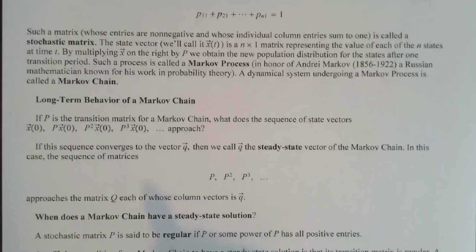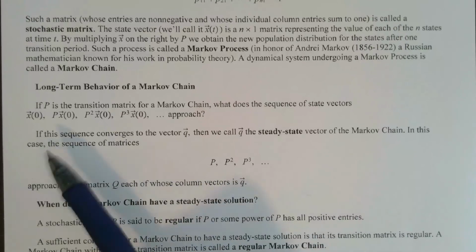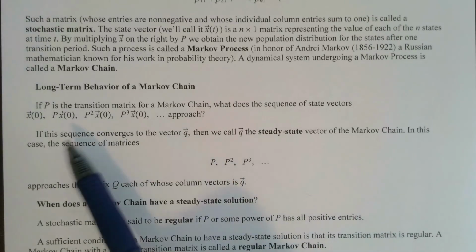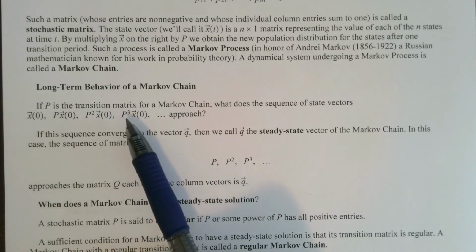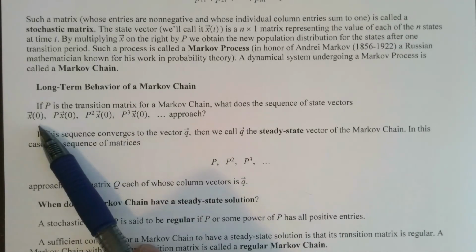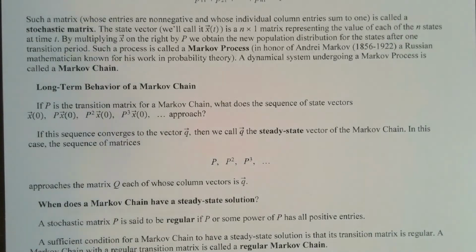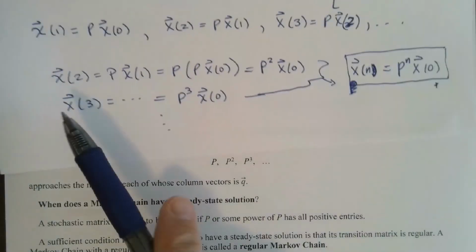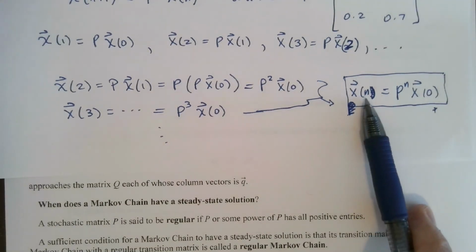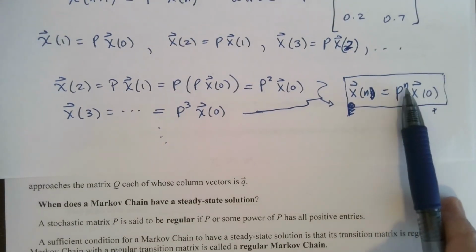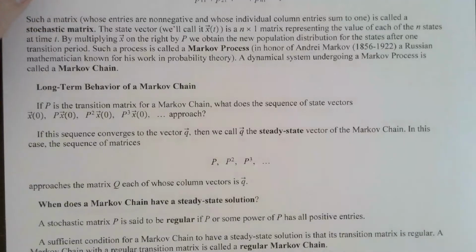So, long-term behavior of Markov chains. If P is the transition matrix, then we look at x of 0, P times x of 0, P squared times x of 0, P cubed times x of 0. What are those? They are the different time periods, right? So x of 3 is P cubed times x sub 0. And in general, x sub n is P to the n times x sub 0.